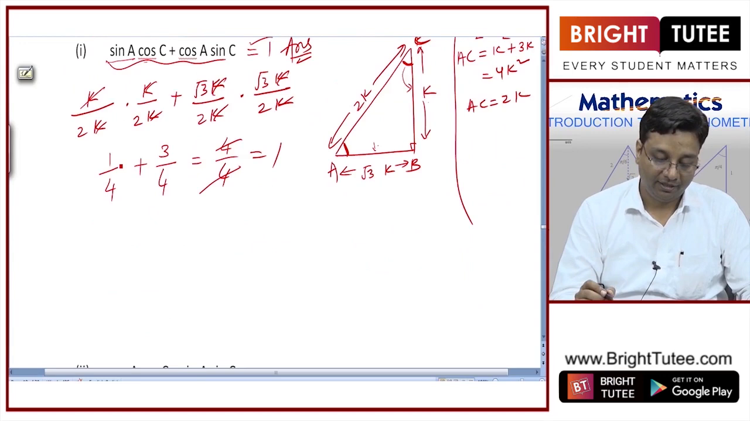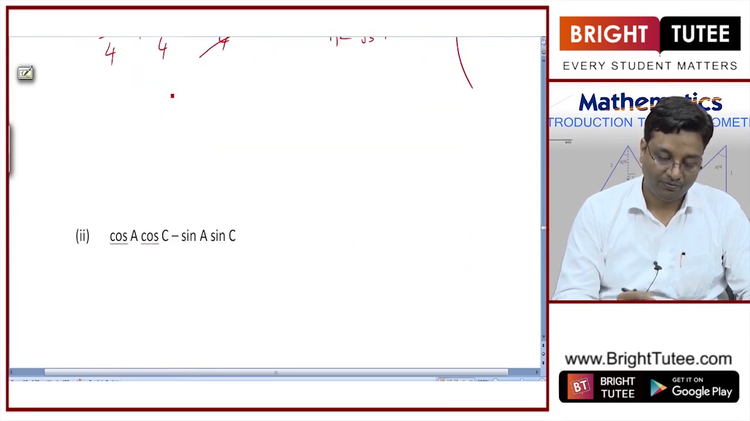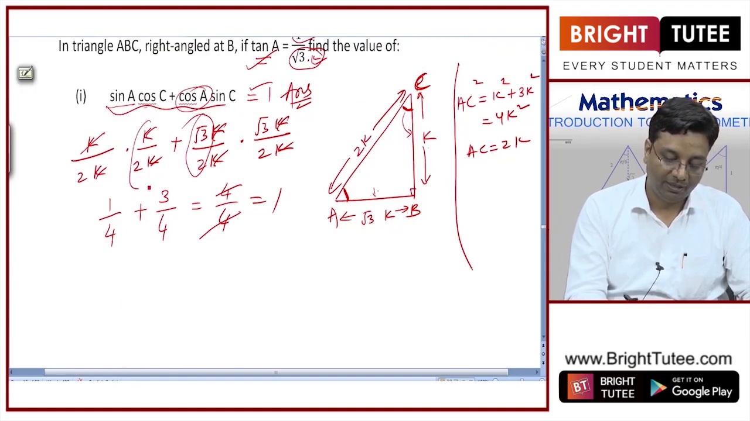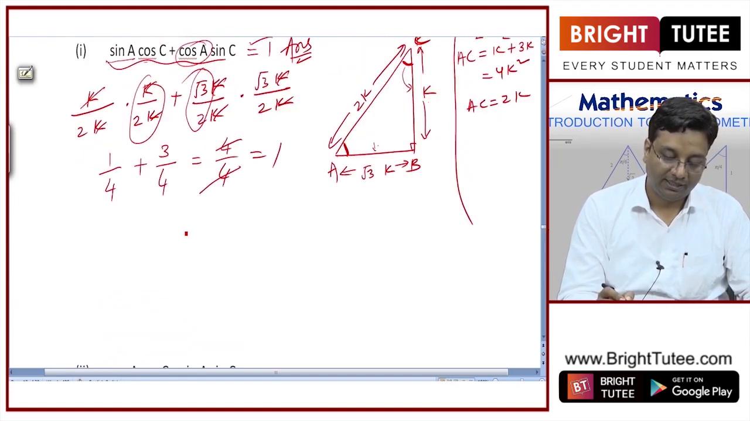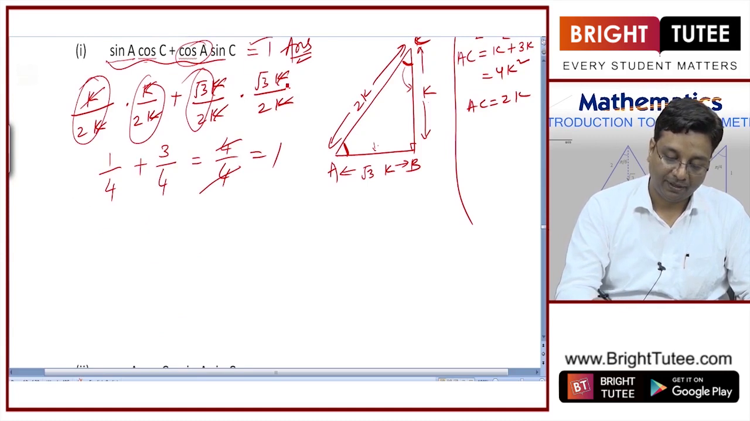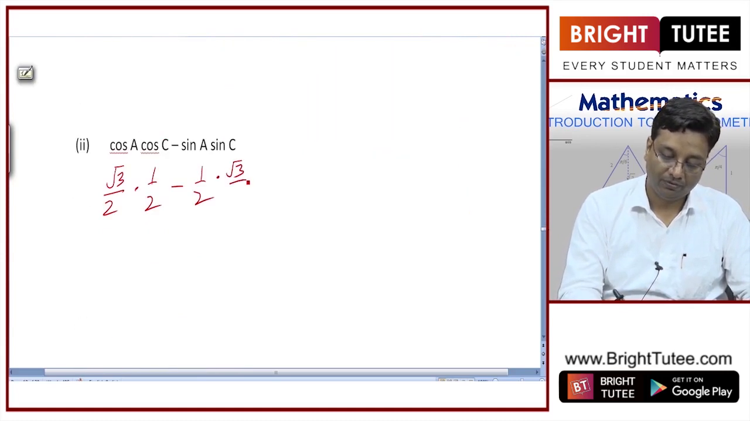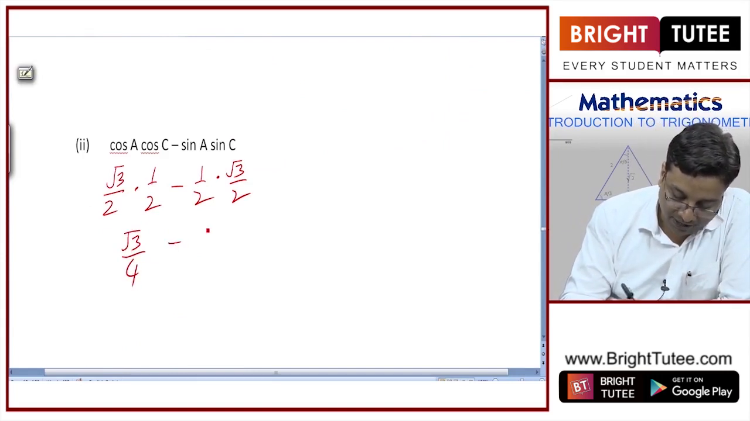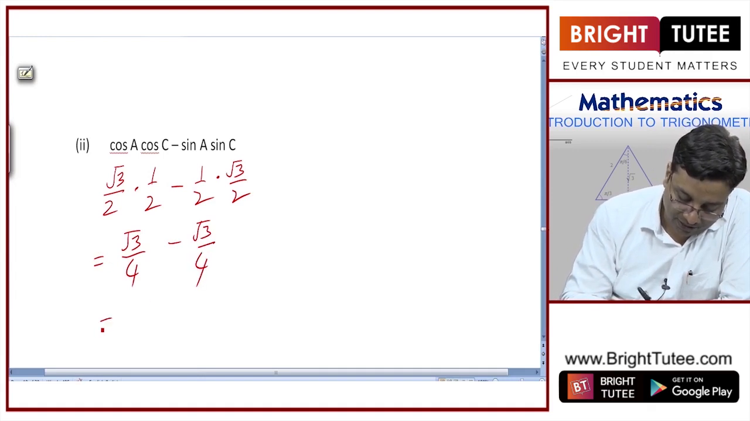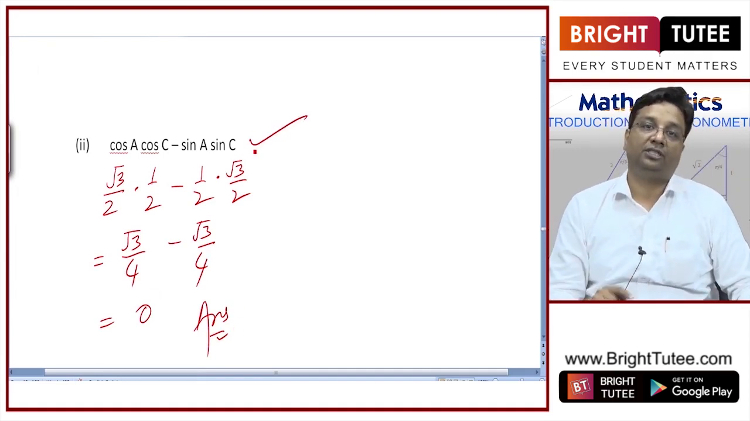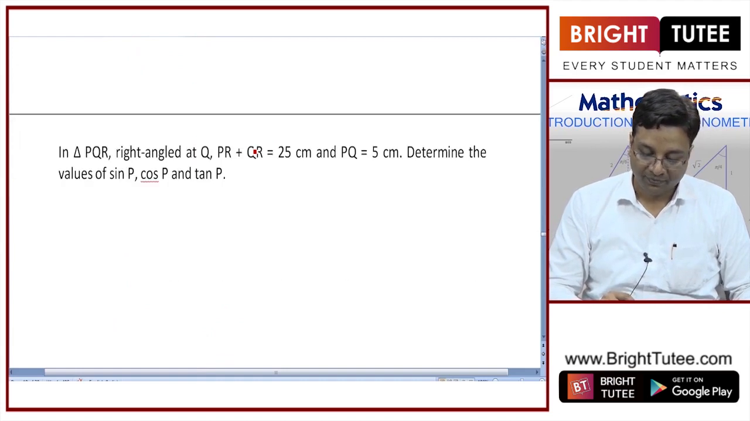We need to find another one here. So we will use the already calculated information. Cos of A is root 3 by 2. Cos of C was 1 by 2. Sin of A was 1 by 2. Sin of C was root 3 by 2. So we can calculate this right here. This is root 3 by 4 minus root 3 by 4, which is equal to 0. So this expression is equal to 0 for this particular triangle here.